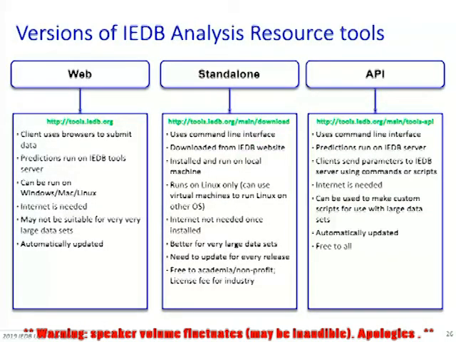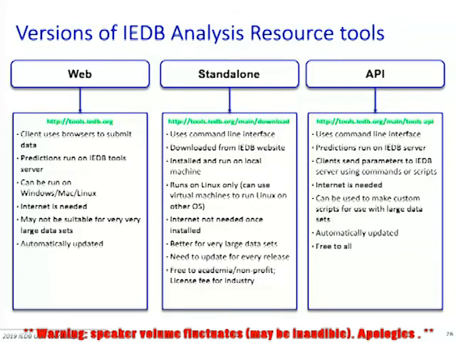So those are the three different versions: web, standalone, and API. For the web version, the client uses the browser to submit the data, and the predictions are run on the IEDB tool server. It can be run on Windows, Mac, Linux, any operating system, and internet is needed. And this may not be suitable for very large data sets. This is automatically updated, of course.